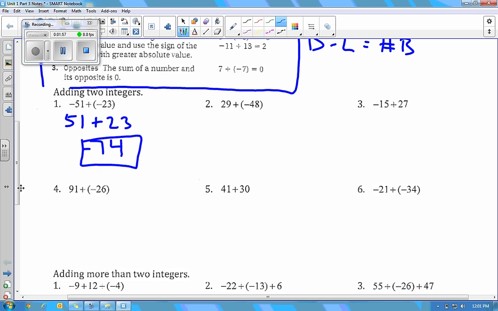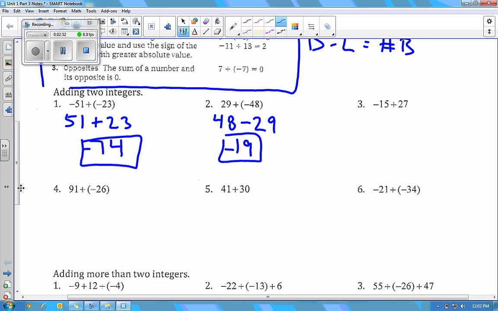For number 2, we have 29 plus negative 48. The signs are different, so I'm going to subtract the bigger absolute value minus the smaller absolute value, or just the bigger digit minus the smaller digit. So I'm going to do 48, and if you notice, for right now I dropped the negative sign, 48 minus 29. 48 is bigger than 29. When I subtract those, I get 19. Now, to determine the sign, I take the sign of the bigger one. 48 was bigger, and it was negative, so my final answer is going to be negative.